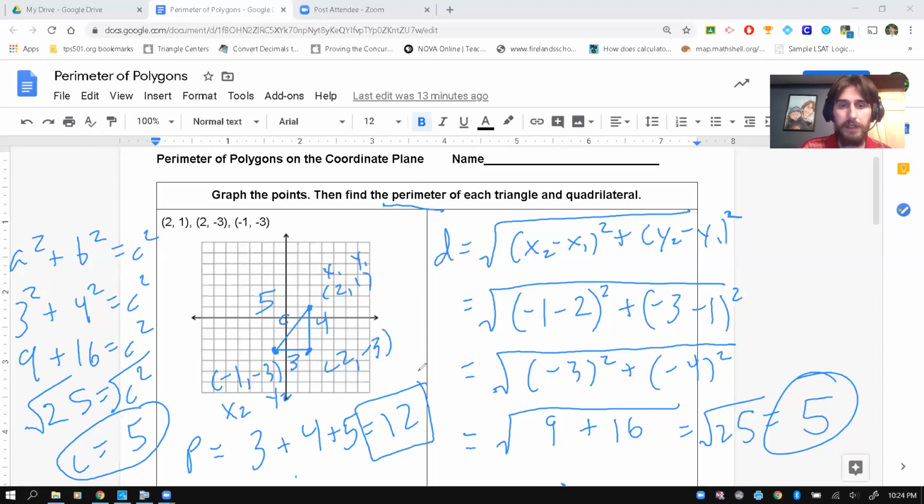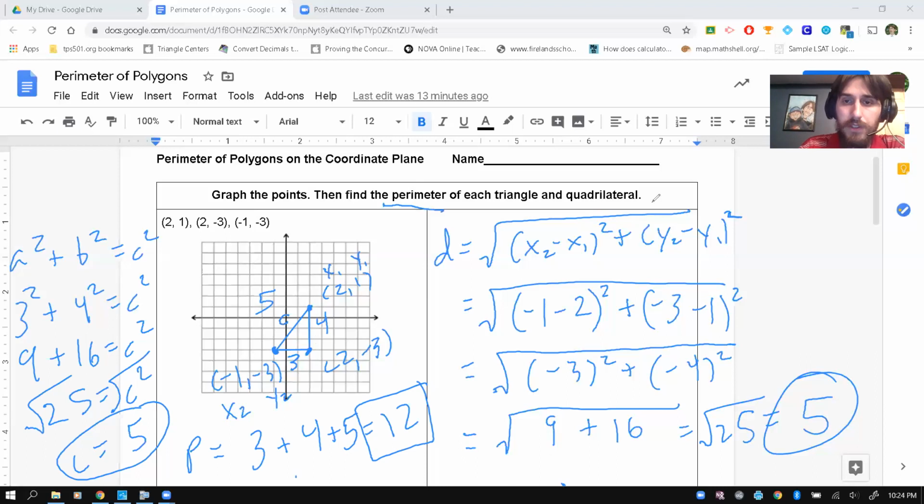All right, and so again, the idea here is you graph your points, you connect them to make lines. For the horizontal and the vertical lines, you can just count. For these diagonal lines, you cannot just count. That's the number one error I see, is people estimating what they think the length of that diagonal is. That is not what you want to do.